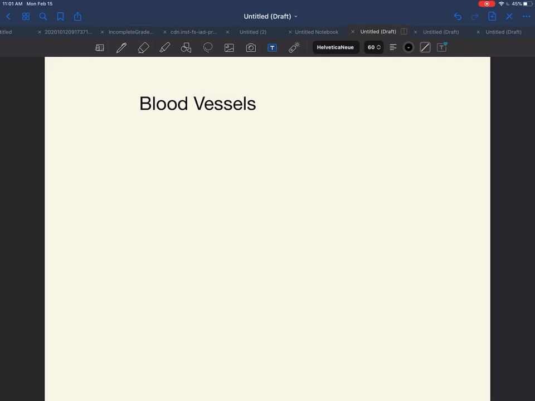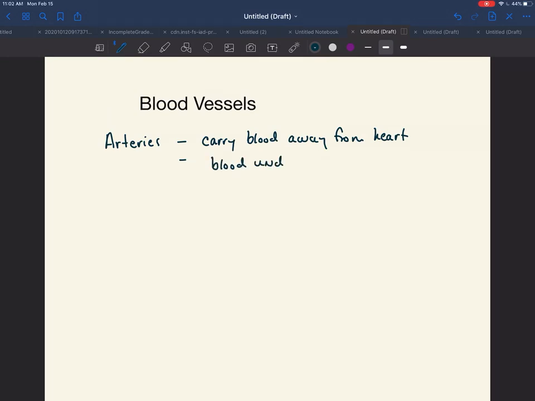In a closed circulatory system, the blood is always contained within blood vessels. So we're going to talk about the different blood vessels and their characteristics. Arteries are defined by the fact that they are carrying blood away from the heart. That means the heart is pumping the blood into the arteries, and the blood is generally under higher pressure. So blood under higher pressure.